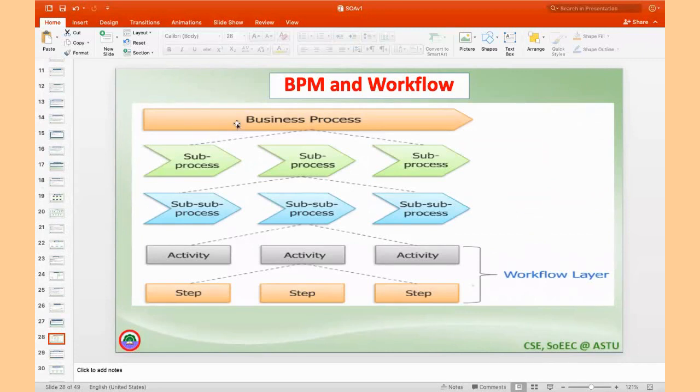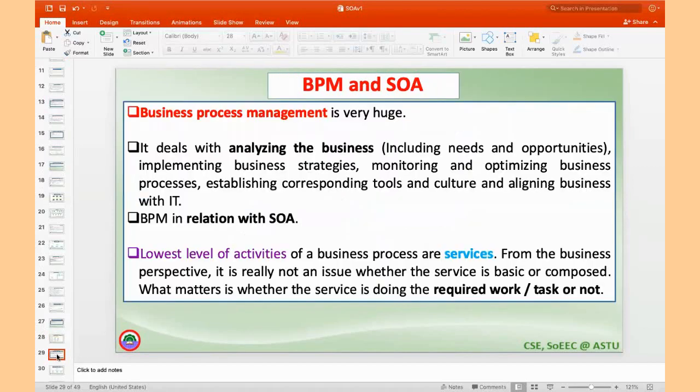If you look at this, there will be a very big business process. The business process will be divided into sub-processes, and these sub-processes are further decomposed into small composed services. Each sub-process will be divided into different activities, and each activity has some operation steps. These activities can be at the lower level, the sub-processes at the composed level, and the higher-level sub-processes at your business process level, right?